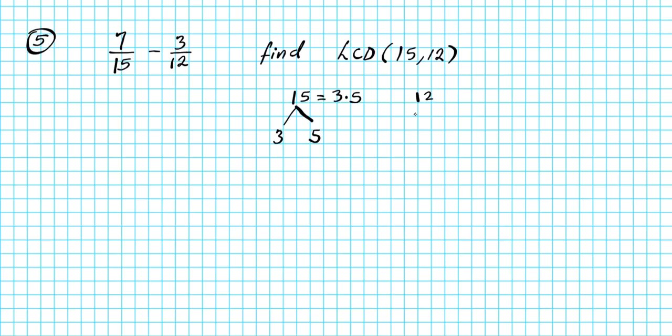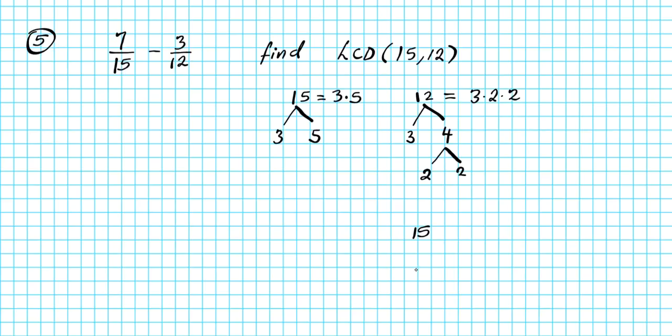How about 12? Using our factor tree, 3 goes into 12 how many times? 3 goes into 12 4 times. 4 is composite. We can decompose it further into 2 and 2. So 12 is 3 times 2 times 2 expressed as a product of primes.